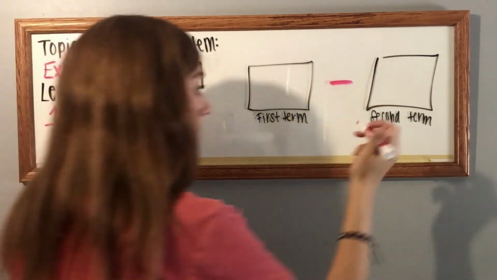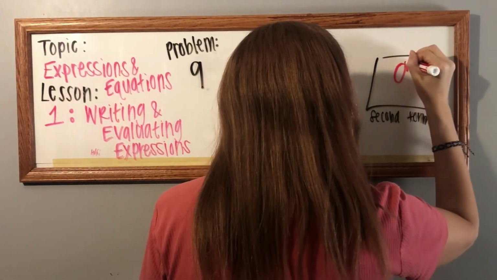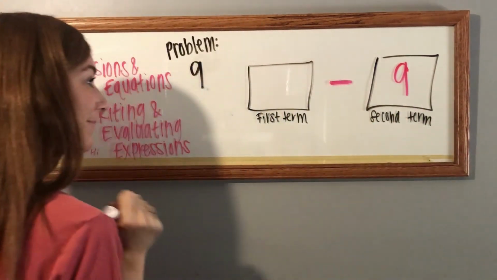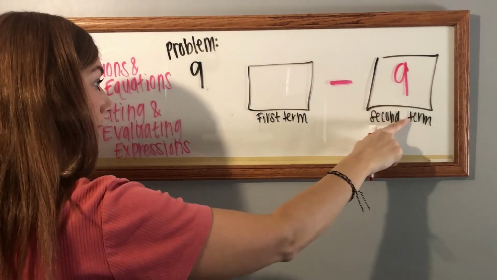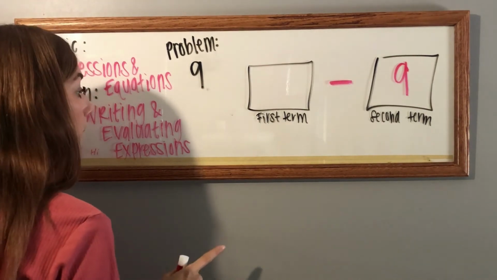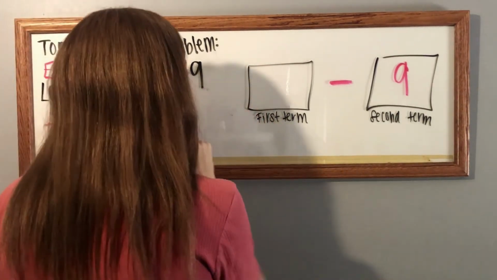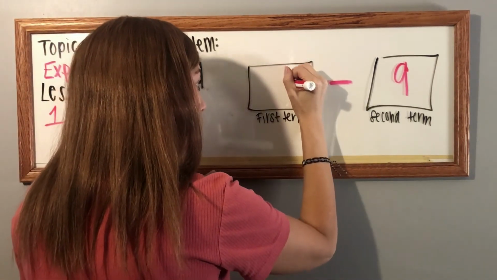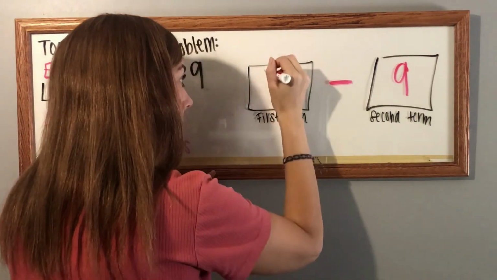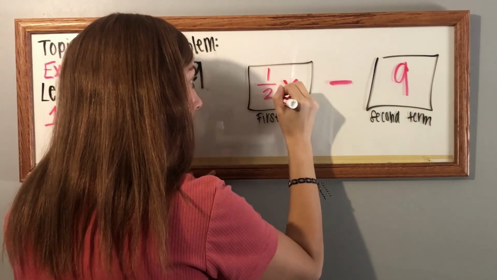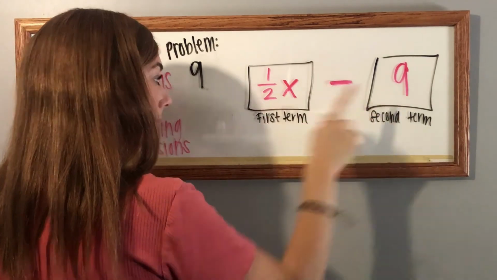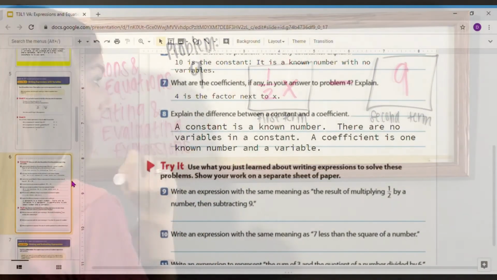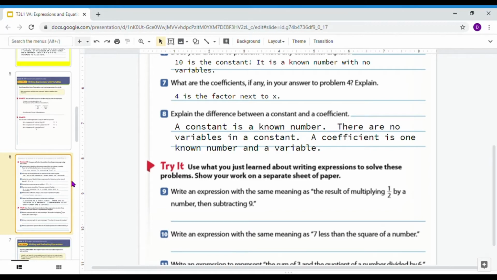That 9 is going to be my term. Whatever I do first, my second step is then subtract 9. So that's going to be my term 2. And then when I'm thinking about my result of multiplying 1/2 by a number, they don't give me the number, so in my head I think of variables. So we're going to be writing down 1/2 times x minus 9. And that would be your final answer for number 9. The result of multiplying 1/2 by a number, 1/2 x, then subtracting 9: 1/2 x minus 9.